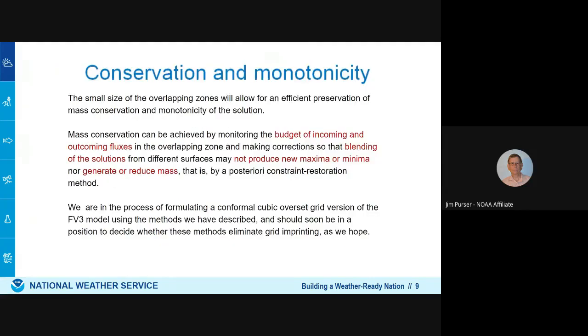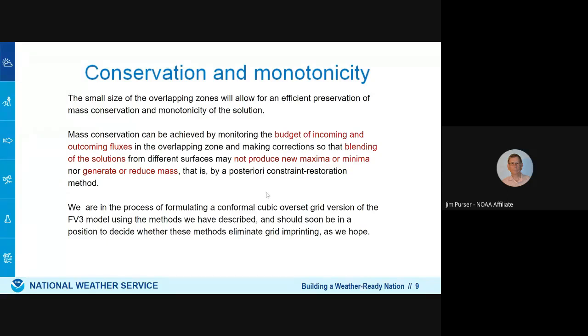Conservation and monotonicity: the small size of the overlapping zones will allow for an efficient preservation of the mass conservation and monotonicity of the solution. The mass conservation can be achieved by monitoring the budget of incoming and outgoing fluxes. So you have a kind of a posteriori method of constraint restoration, which you can apply consistent with the monotonicity constraints.